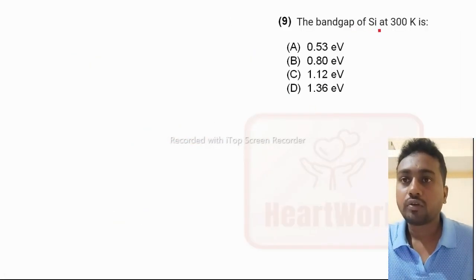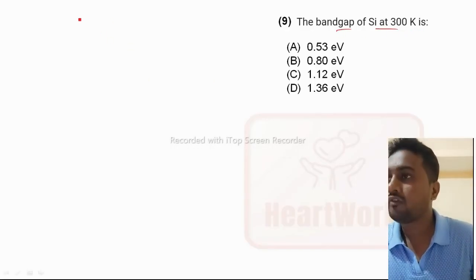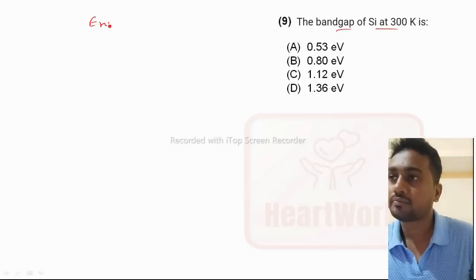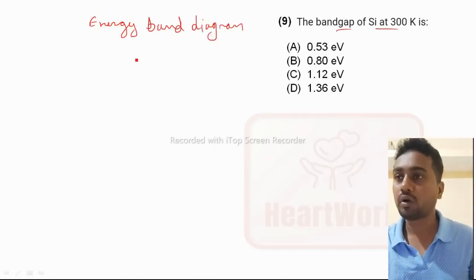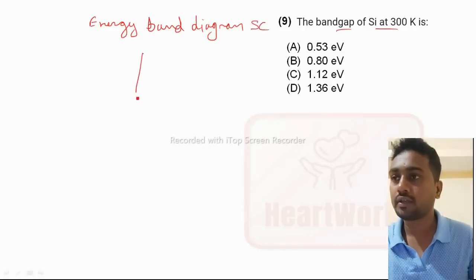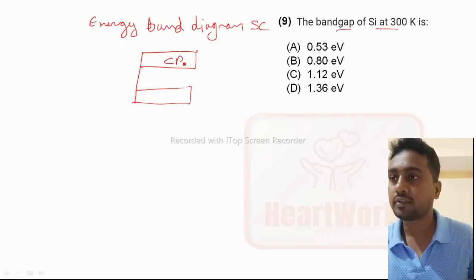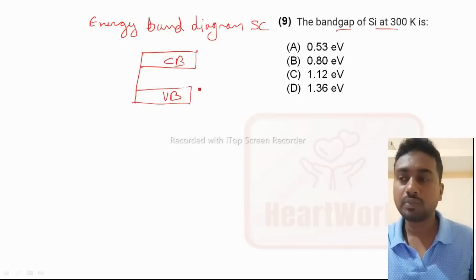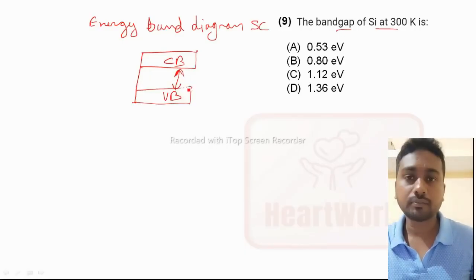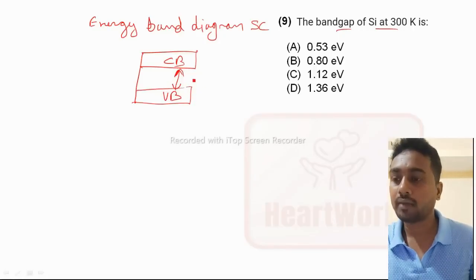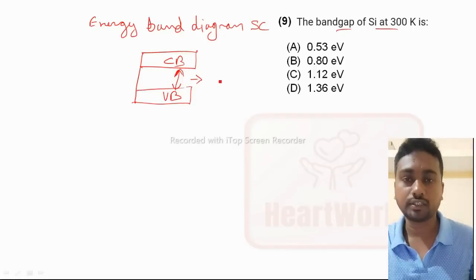The band gap of silicon at 300 Kelvin: if we talk about the energy band diagram of a semiconductor, it will be like this. This is the conduction band, this is the valence band. So band gap means what? The gap between the conduction band and valence band is called the band gap, energy band gap, or forbidden energy gap.